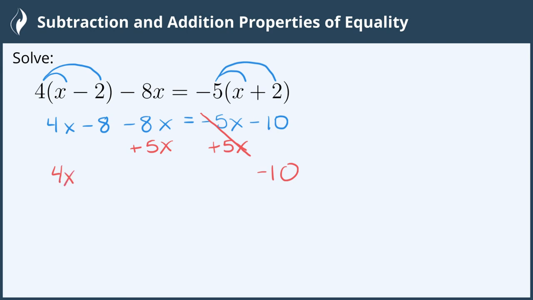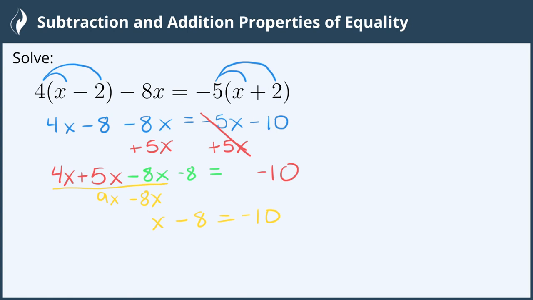We can move our positive 5 here, plus 5x. Now we know that we can rearrange these using the commutative property. So I'm going to go ahead and subtract 8x, and then subtract 8. And we can combine our like terms here. 4x plus 5x is 9x, minus 8x is 1x, or just x. And these we didn't do anything to yet.